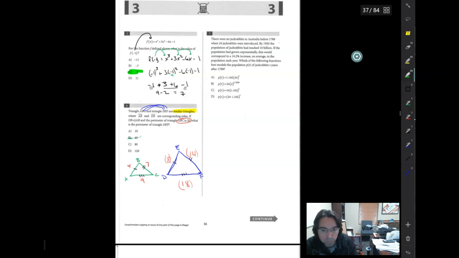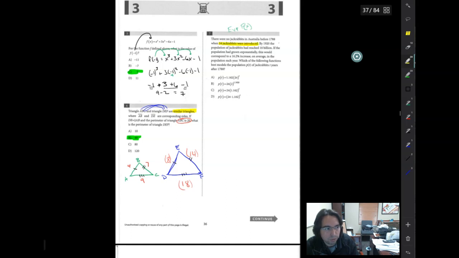Okay, number 7 here. Just by looking at these answer choices, we see that we have an exponential function, and we're having to develop it. We're developing this because we have a word problem, and something in here has to represent what's going on up here. As we look into the problem, it says there were no jackrabbits in Australia before 1788 when 24 jackrabbits were introduced. So that is our starting point.